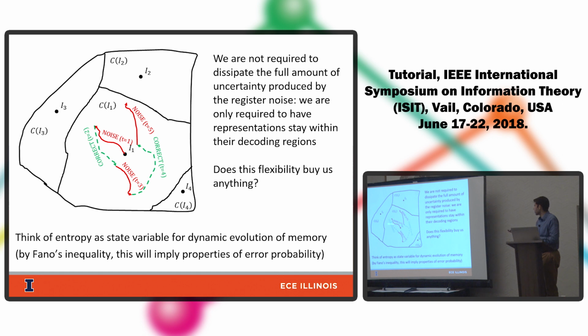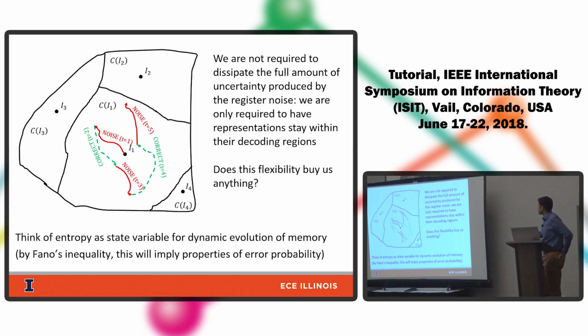So the noise is generating some amount of entropy. We're dissipating some amount of entropy with our noisy logic circuit, and so on. And so the thing that we want to see is we think of the entropy as a state variable for the dynamic evolution of the memory. And by Fano's inequality, this will imply properties of the error probability. Okay, so that's the basic idea that we can use to get a better converse.